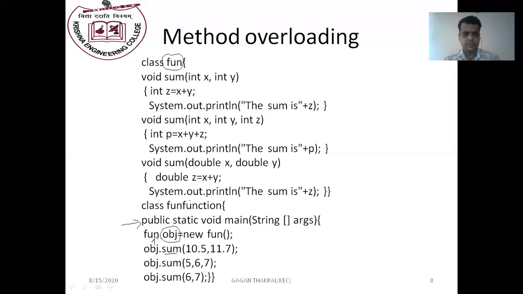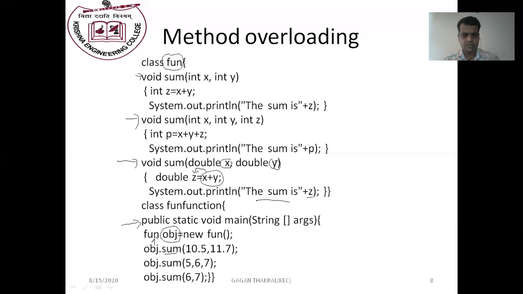It will search for the sum function with two double type arguments. Here the sum function is available; this is also a sum function, but it will call this function because it contains two double type values. 10.5 is assigned to x, and 11.7 is assigned to y, and this will perform the sum 10.5 plus 11.7 and store the result into z, and this will print the sum is the value of z.